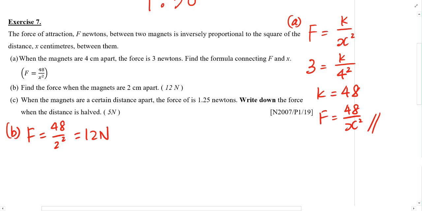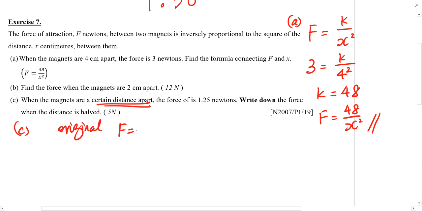Then part C. Okay, I need some space. So part C. When the magnets are a certain distance apart, I don't know what it is, you are not supposed to guess. The force is 1.25 newtons. Write down the force when the distance is half. So, original F equals 48 over x squared. Now do you know how to continue? This is supposed to be 1.25. What should my next sentence be?